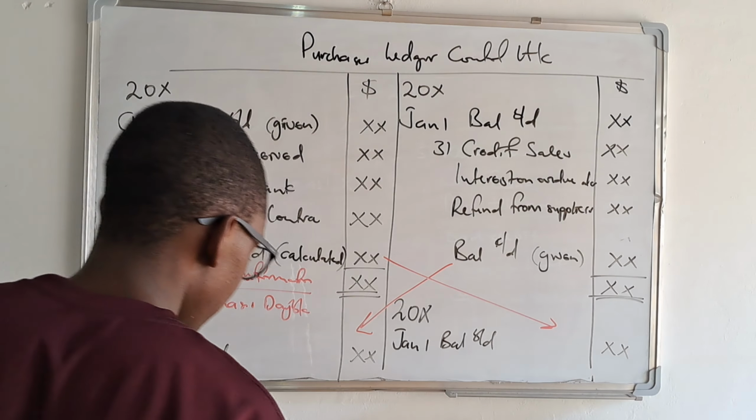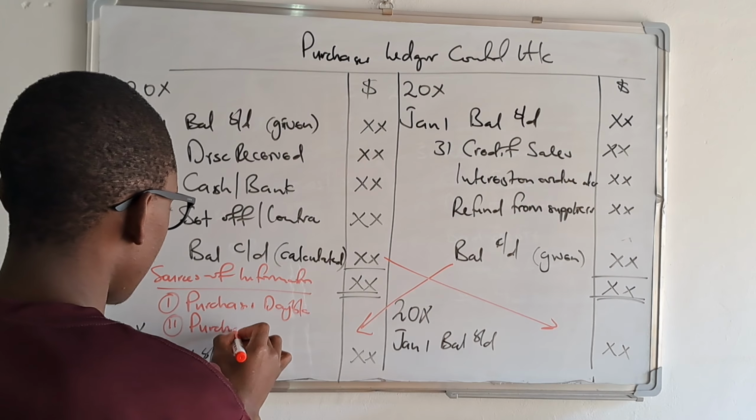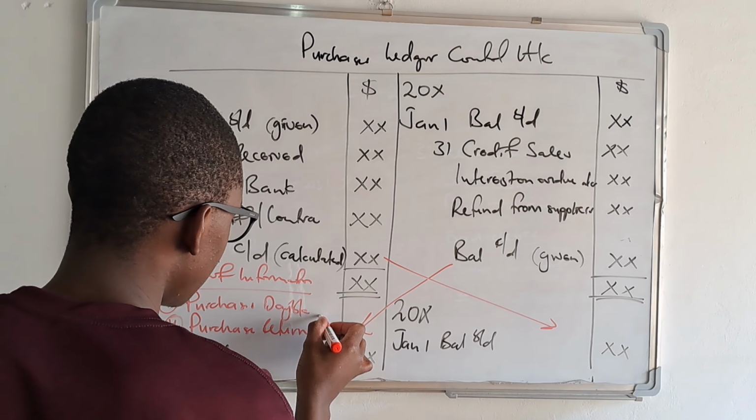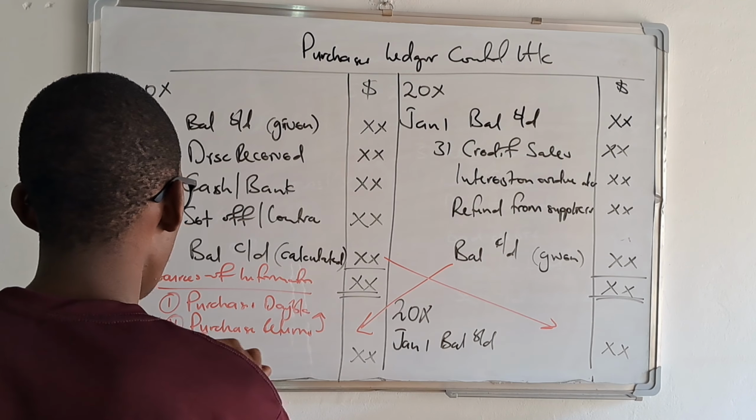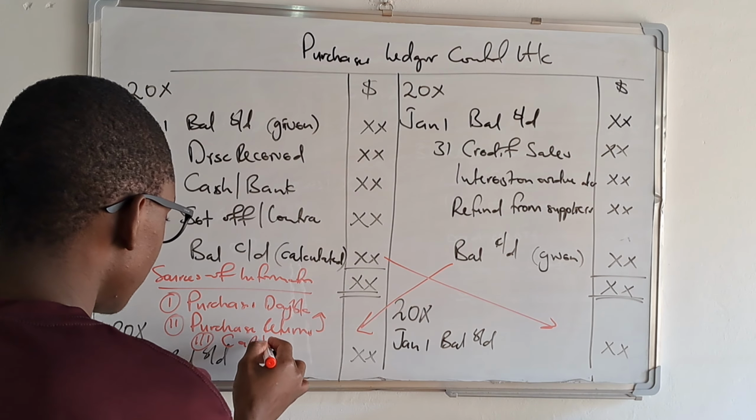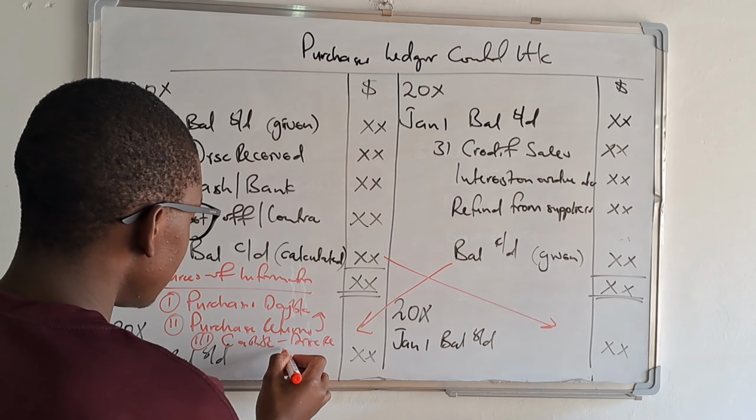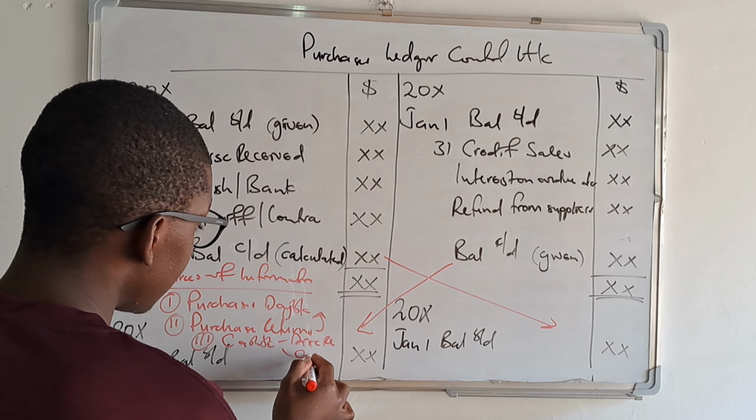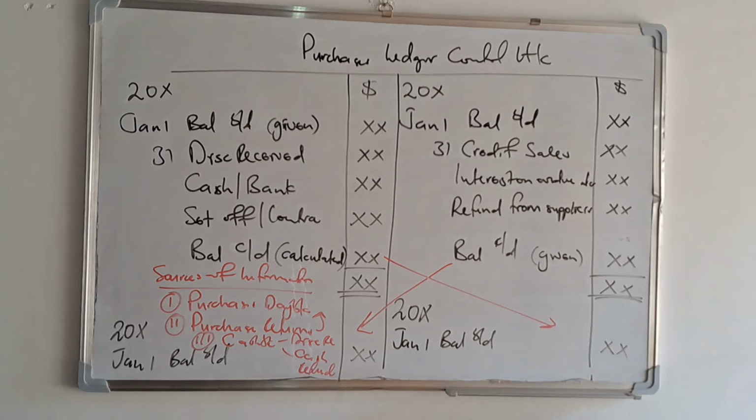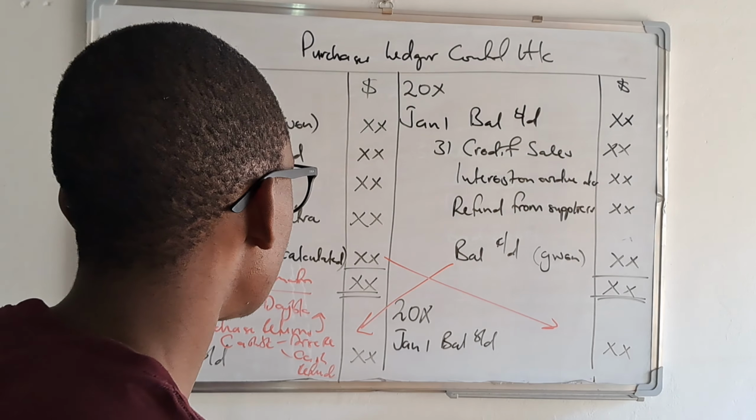So we have the purchases daybook, then we have the purchases returns daybook. Then we also have the cash book. In terms of the cash book, we get the discount received and we also get the cash refunds from suppliers. I hope I've done justice to this aspect. Then I actually left something.